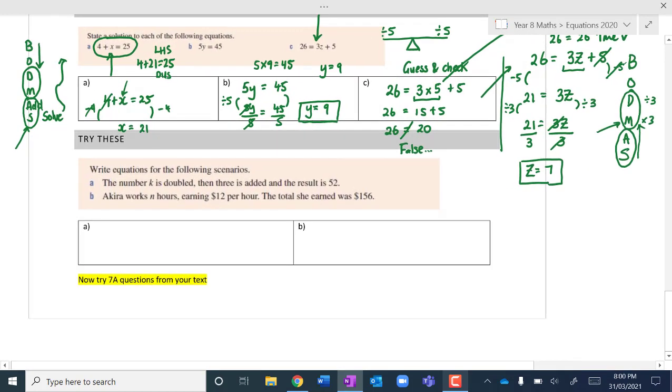All right, I hope you had a go at that. Let's have a look and go through this. The number k is double. Now, we went through a little bit of this in our PowerPoint exercise we did last class, the mathemagic.